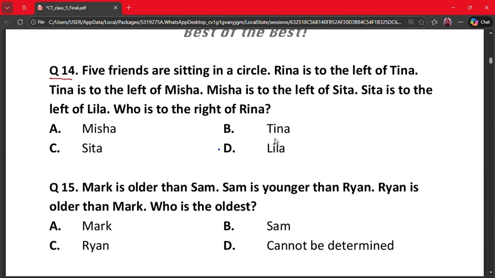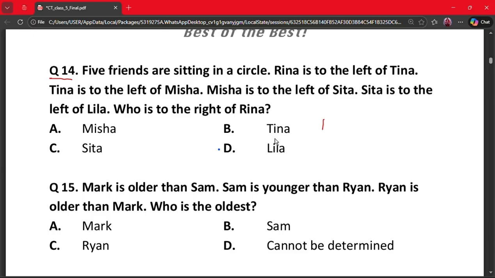Our next question is question number 14. 5 friends are sitting in a circle. Rina is to the left of Tina, Tina is to the left of Misha, Misha is to the left of Sita, and Sita is to the left of Leela. Who is to the right of Rina? A, Misha, B, Tina, C, Sita, and D, Leela.